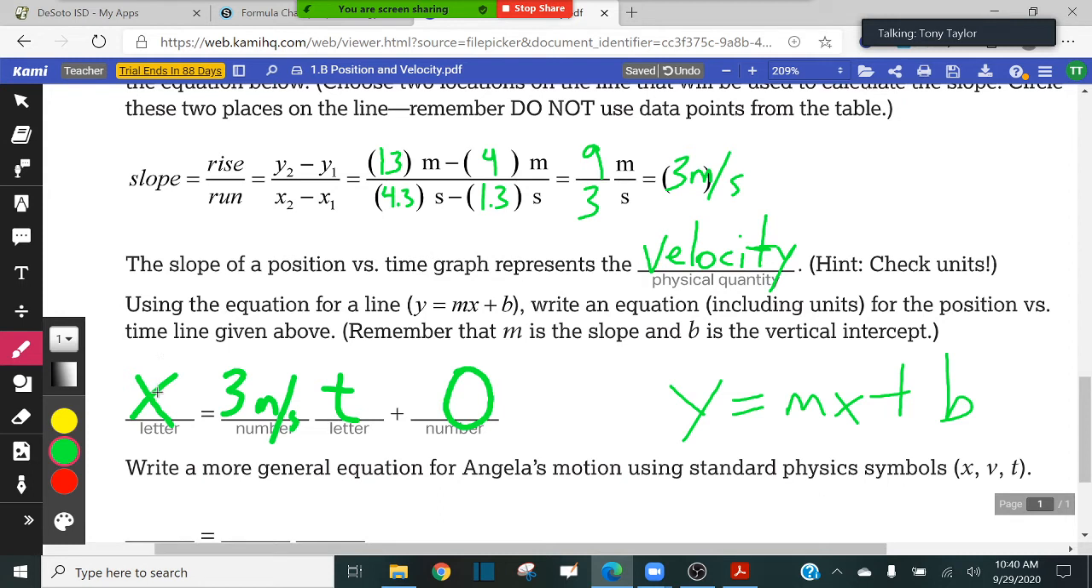In this case, x equals 3t plus 0. So x is what's being plotted on the y-axis, which is position. Our slope here is 3. On our x-axis, we're plotting time, and then 0 is our y-intercept. Okay. Any questions so far?